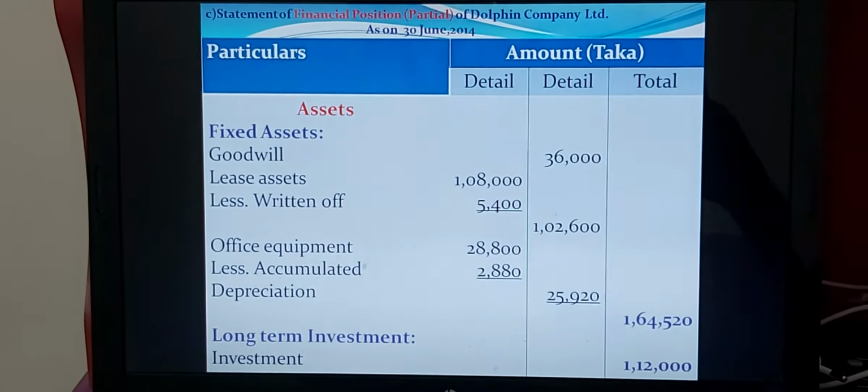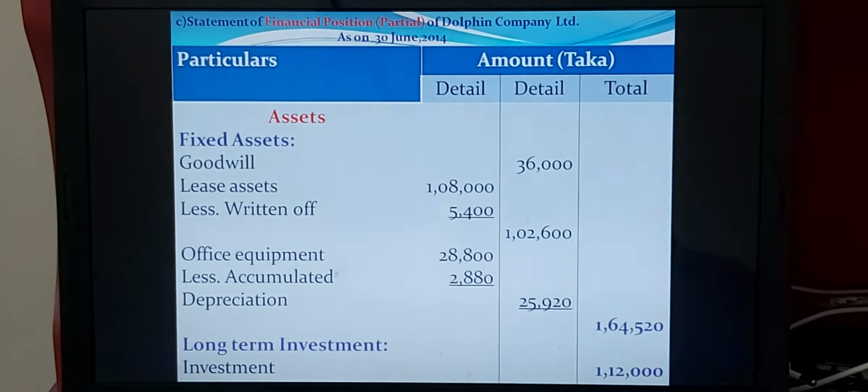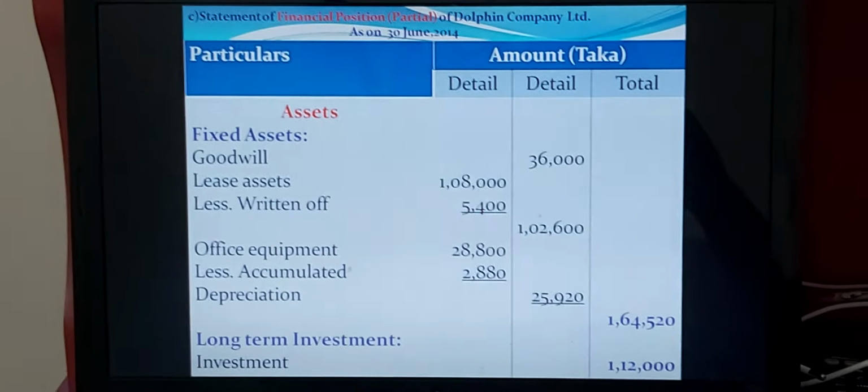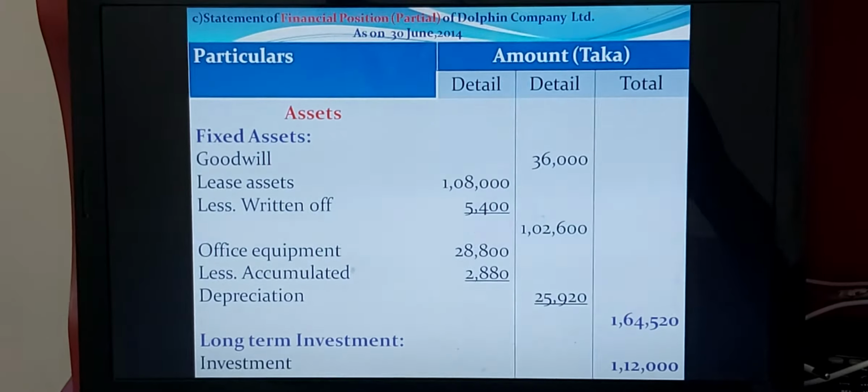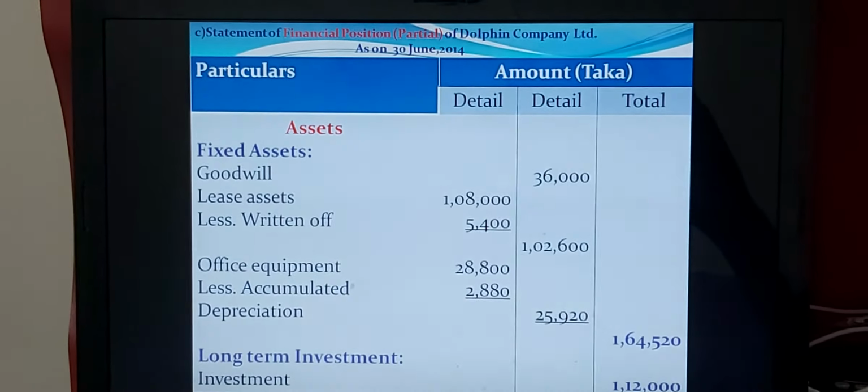Now we can start. Dear students, a total of 4 heads are available in asset side according to Companies Act 1994, Schedule 11.